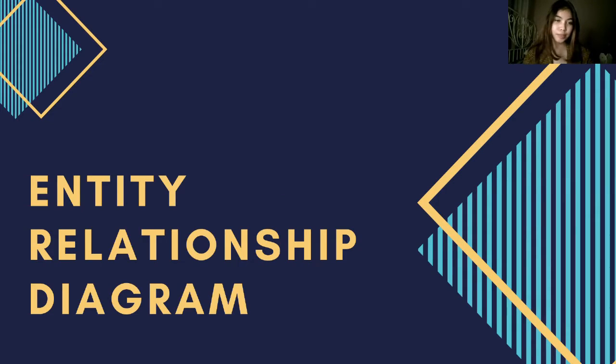Entity relationship diagram. An entity relationship diagram shows the relationship of entity sets stored in a database. An entity in this context is an object, a component of data. An entity set is a collection of similar entities. These entities can have attributes that define their properties.